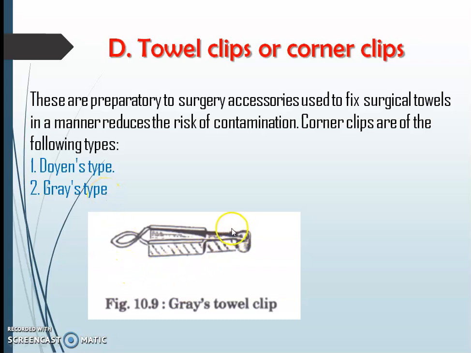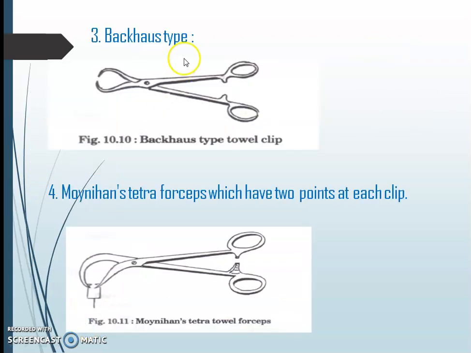So the diagram shows Grace towel clip. Then we have Backhaus type towel clip. This is Mayo's tetra towel forceps, which have two points at each clip.